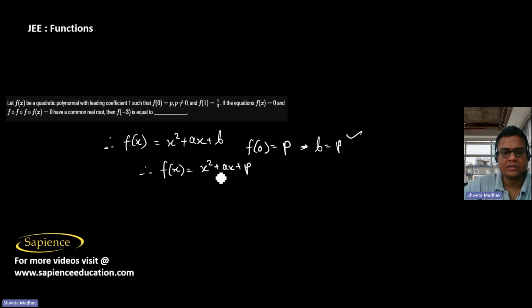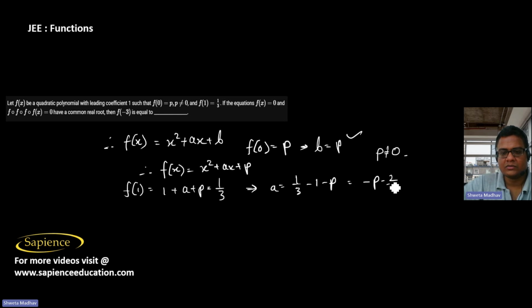f of x is x square plus ax plus p, and p is not equal to 0, and f of 1 equals 1 by 3. So f of 1 is equal to 1 plus a plus p, that is equal to 1 by 3. So therefore a will be equal to 1 by 3 minus 1 minus p. So this will be equal to minus p minus 2 by 3. This is equal to a.